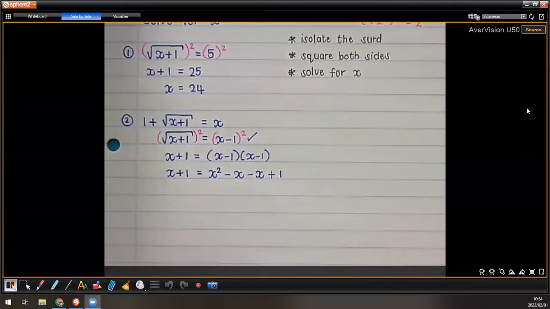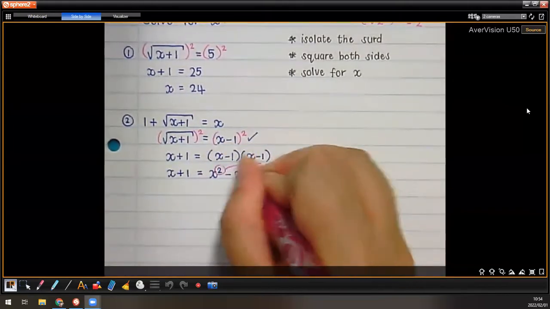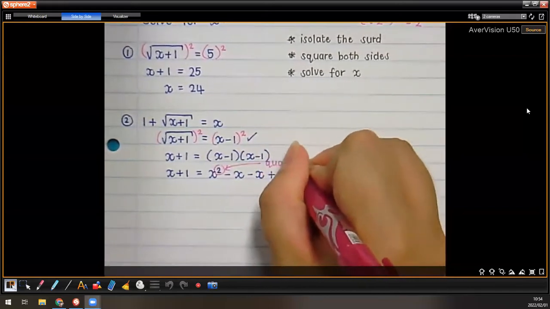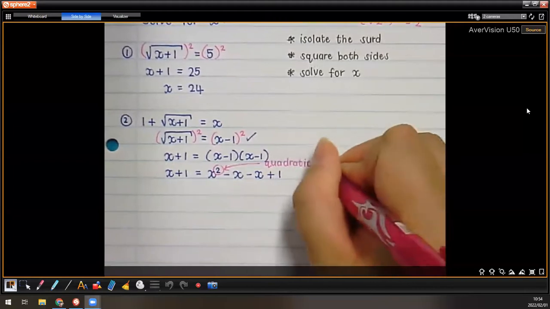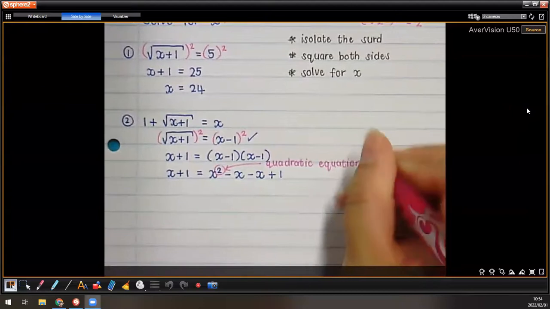What type of equation is this now, guys? Quadratic, okay? Do we see that x squared? Let's circle that. So that now is going to influence the way that we go forward. This is a quadratic equation, meaning we need to get everything on the one side and make it equal to 0.